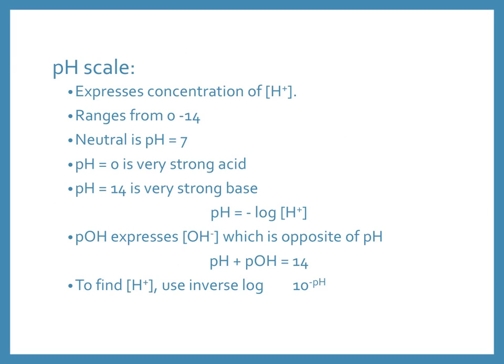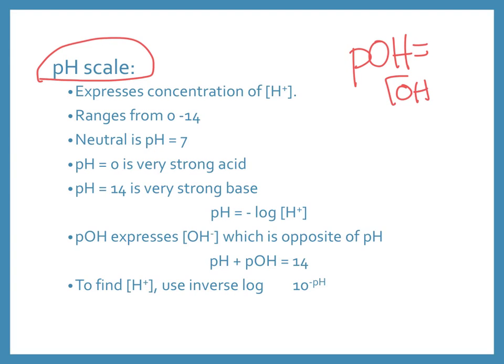Okay, and now we finally get to the heart of the matter here, the pH scale. pH expresses a concentration of H plus ions. You can likewise have pOH, which expresses the concentration of hydroxide ion. The whole scale ranges from 0 to 14, and a pH of 7 is neutral. A pOH of 7 is also neutral. Now this is where it gets dicey. If you're working with pHs, having a low number means that it's a strong acid, and having a high number means that it's a strong base.